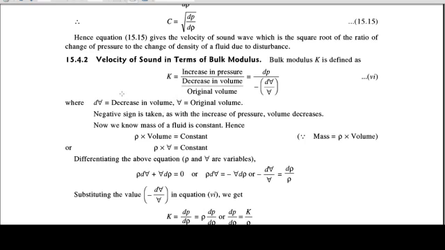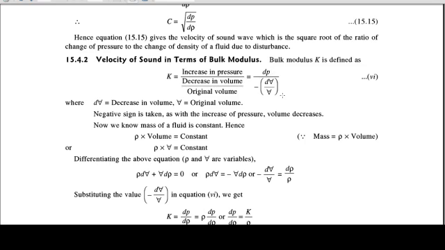So negative, here this symbol we call it del. Or we can call it V also, original volume and decrease in volume. So the negative sign shows that with the increase in the pressure the volume decreases.